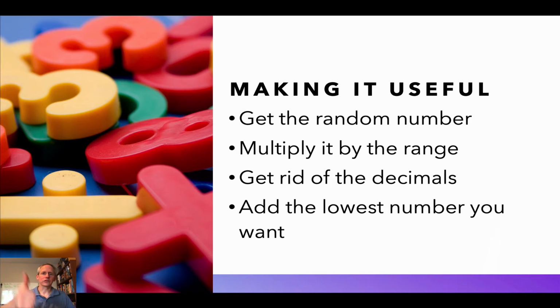What we want to do is first get the random number, multiply it by the range of numbers we want. So if it's 1 to 100, 100 minus 1 is 99, right? We get rid of the decimals. There will be some left, so we just chop them off. And then we add the lowest number that you want. 1 to 100, we're going to add 1. 0 to 100, we're going to add 0.